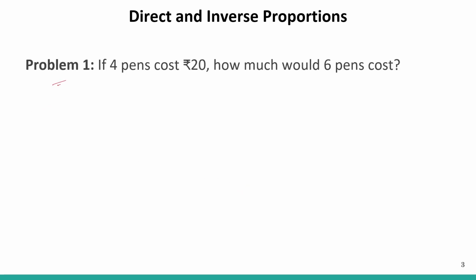Problem 1. If 4 pens cost 20 rupees, then how much would 6 pens cost? You have 4 pens, and they cost you 20 rupees. Then how much will it cost for 1 pen? For 1 pen, it will cost you 20 by 4, that is equal to 5 rupees.